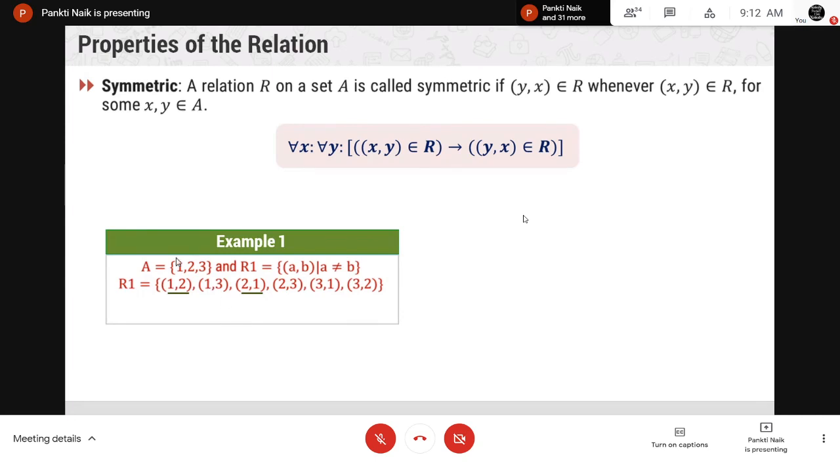Now here (1,2) and (2,1), right? Then same way (1,3) and (3,1), right?